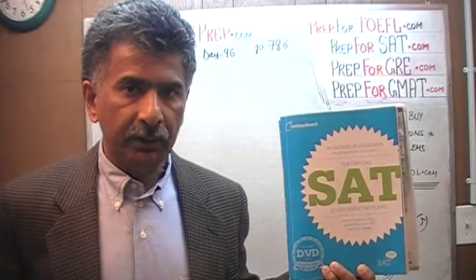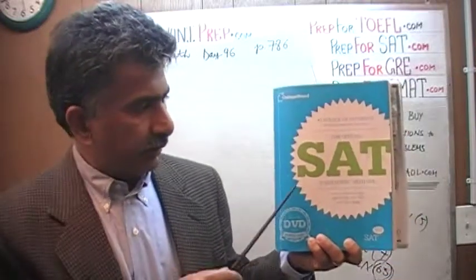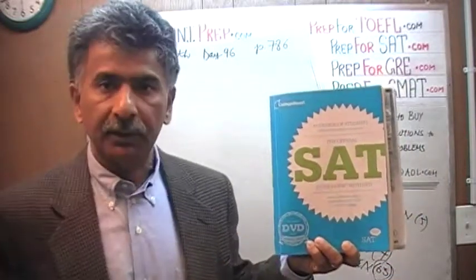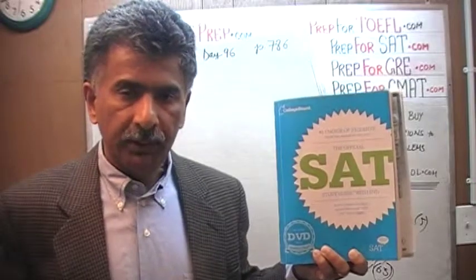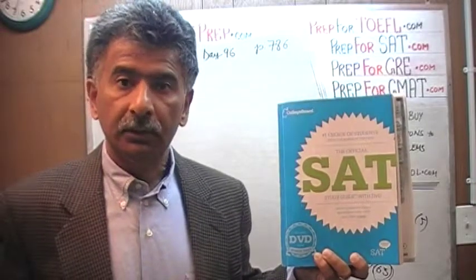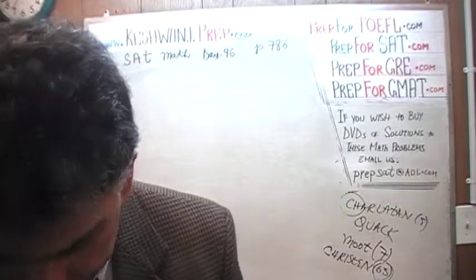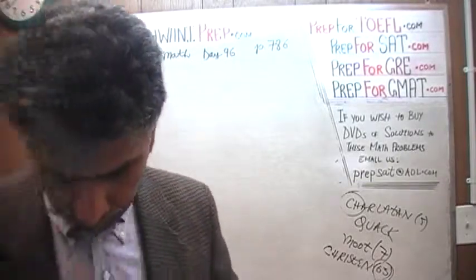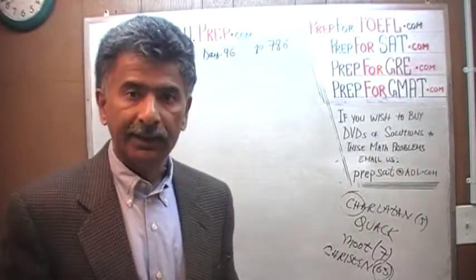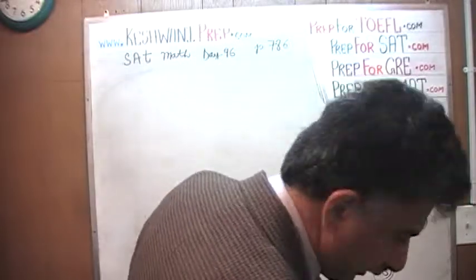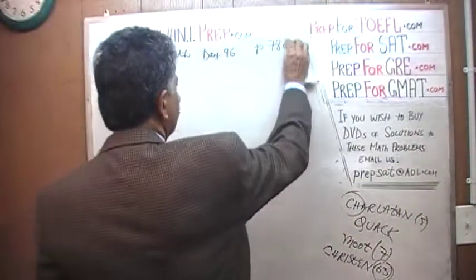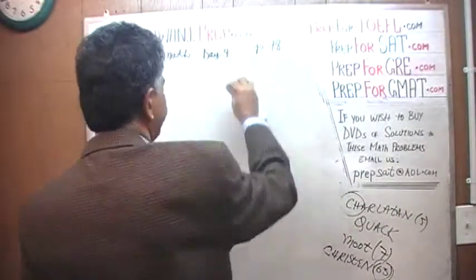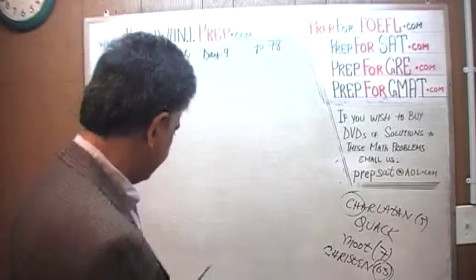We are here because we want to prepare for SAT. We have been solving SAT math problems out of this book here, the official SAT study guide. If you do not own this book already, purchase one immediately. You're going to need it. The problem that we are about to solve is the one that you will find on page number 787. Please turn to it, page number 787, and today is our lesson number 97.